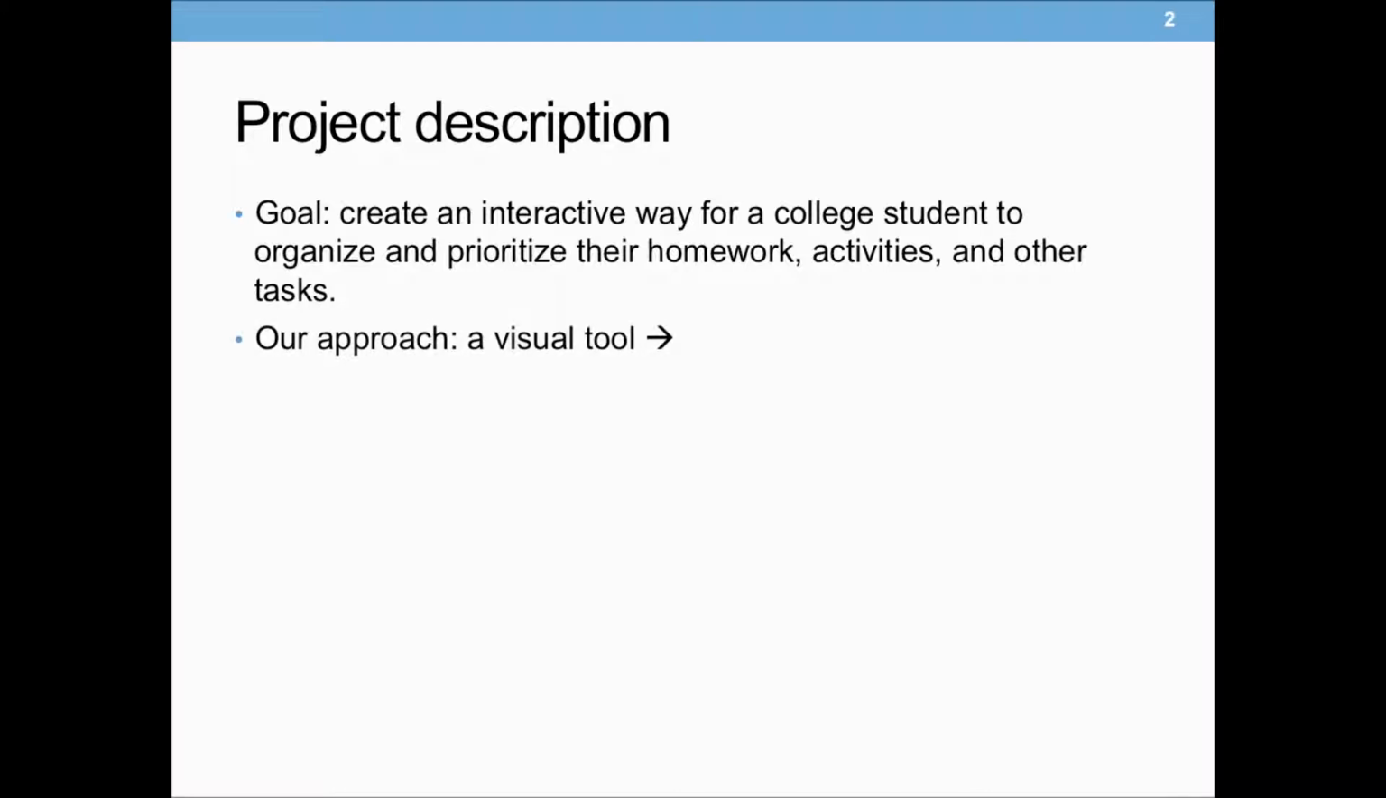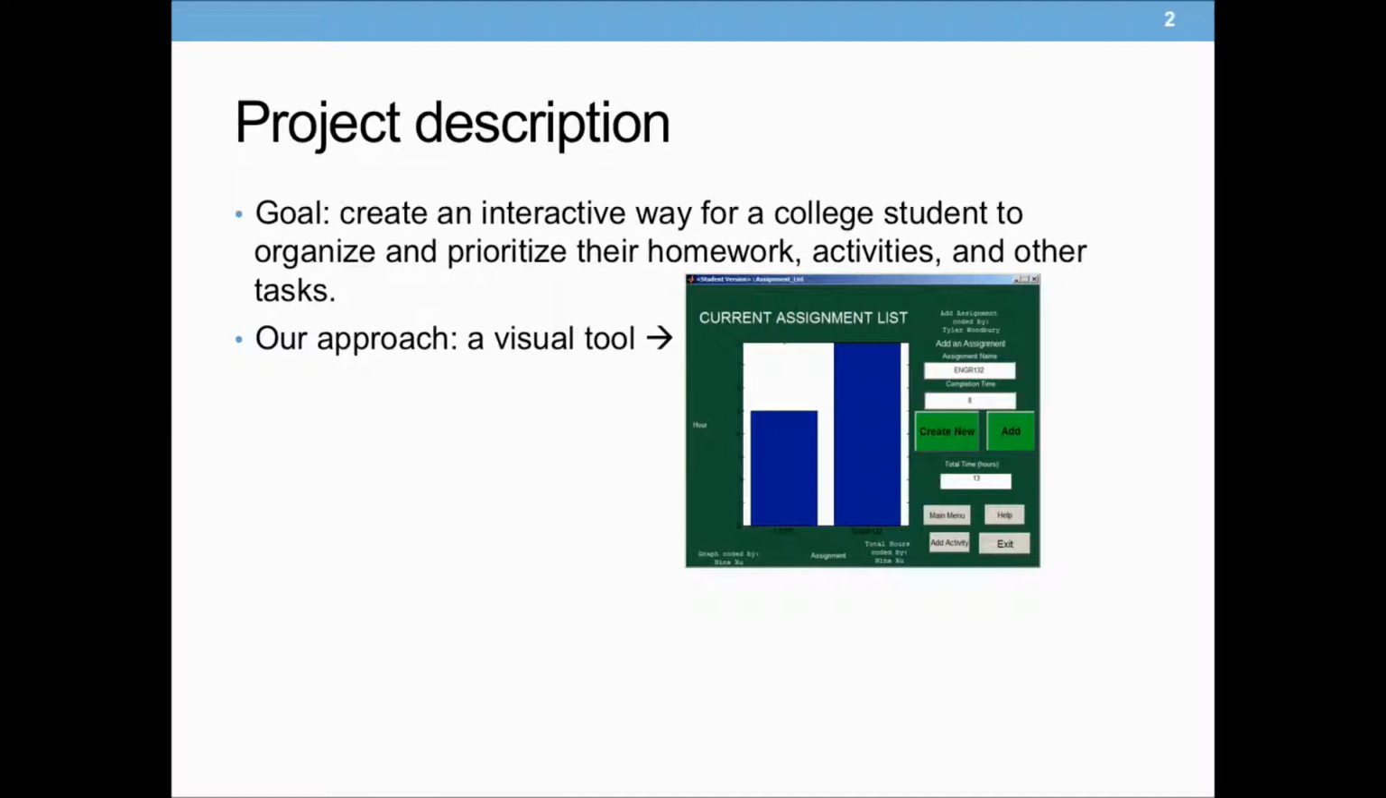So our approach to this problem is using a visual tool exactly as pictured here. Basically, we make a graph that shows all of your different tasks with the amount of time that they're going to take. So it's a lot easier to just look at this and say, okay, that CS 159 assignment is going to take 5 hours, while the engineering 132 is going to take 8. You should probably start the engineering when you have more time. Things like that.